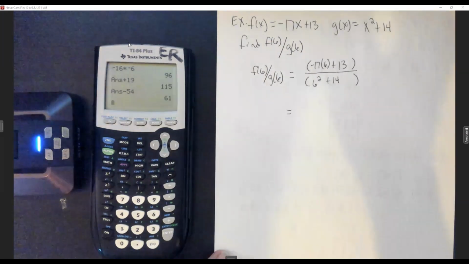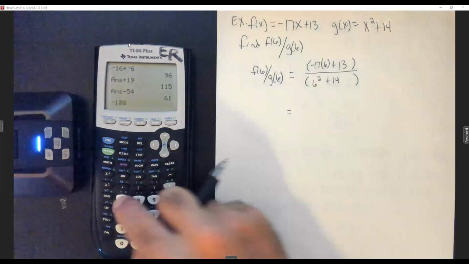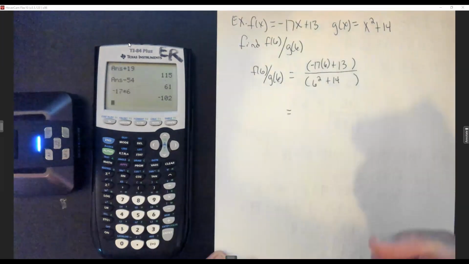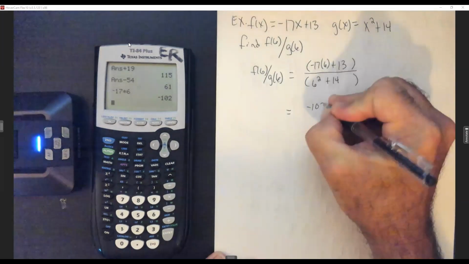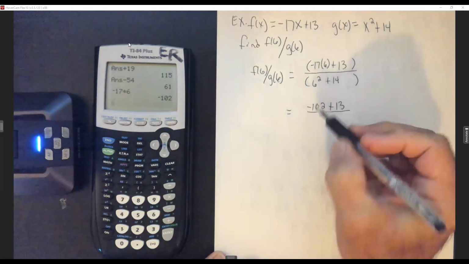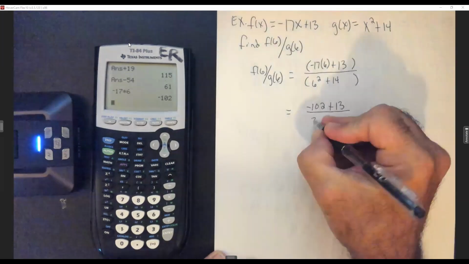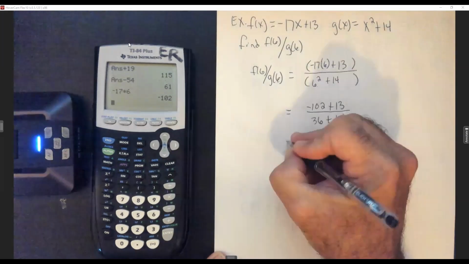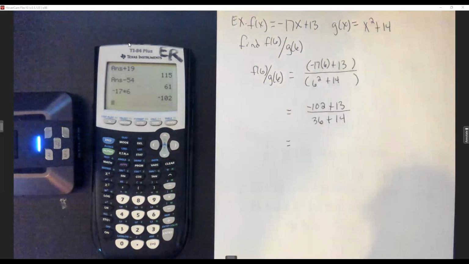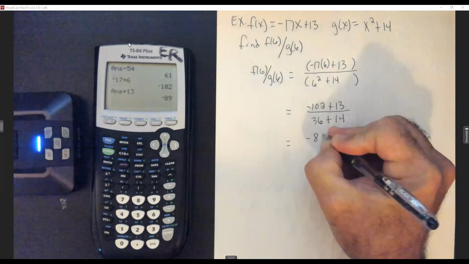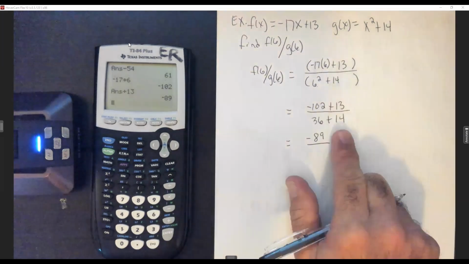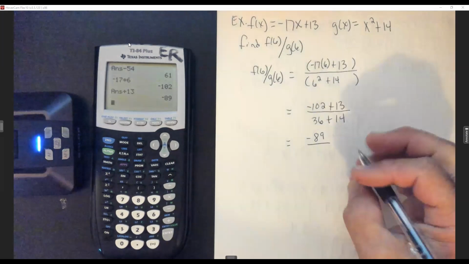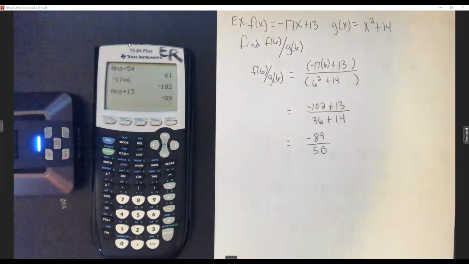All right, let's see what I get on top. Negative 17 times 6 is going to be a negative 102 plus my 13. On the bottom, 6 squared is 36 plus 14. All right, so I'm still going to work on the top. I'm going to add that negative 102 plus 13, and that's going to give us a negative 89 on top. On the bottom, 36 plus 14, what's that, 40, 50?